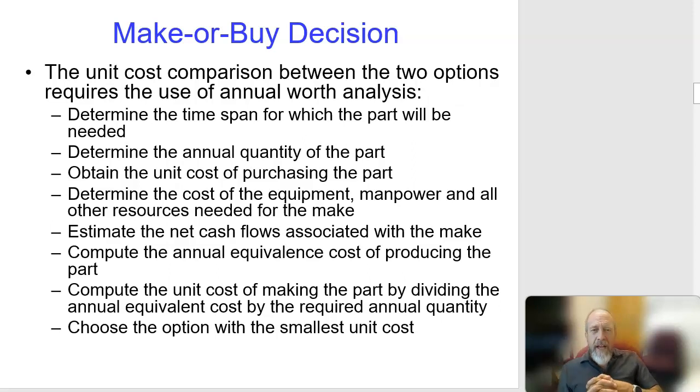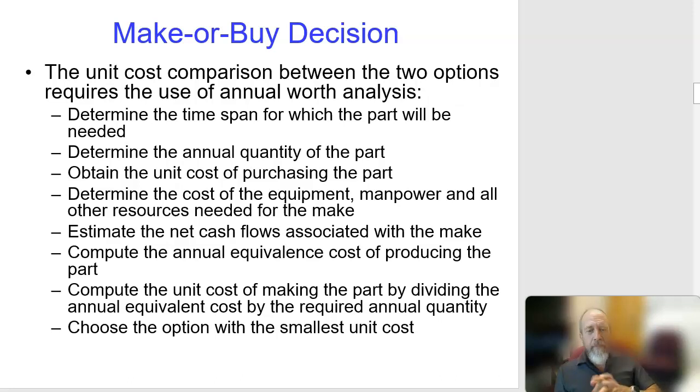Now, the equipment, the manpower: what all do you need to make this thing? Because buying it, you probably don't need that much manpower. Maybe you need somebody to go pick it up. Put all those net cash flows in there. Then you look at the equivalent cost of producing the part.